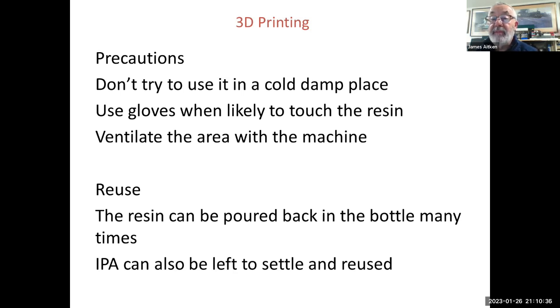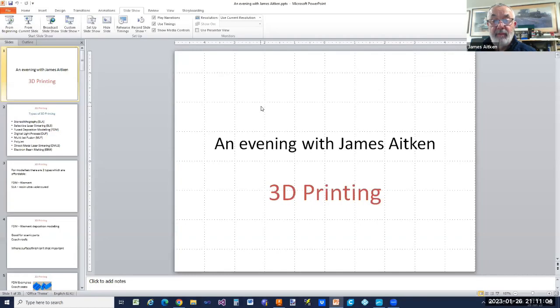The resin, well, not the hard bit, but the liquid, can be reused as many times as you like. And IPA can also be reused. If I've used it for washing parts, I'll let it settle in the garage, and then I'll just reuse it and dip paper towel in it and use that to wipe the surfaces. Perfectly okay. Right. Well, that brings me to a conclusion on that side of things.